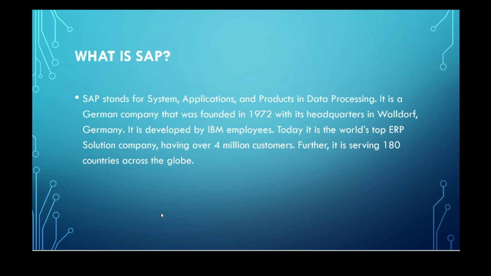So what is SAP? SAP stands for System Applications and Products in Data Processing. It is a German company founded in 1972. Five IBM employees developed this SAP ERP software. Today, SAP is serving almost 4 million customers in 180 countries across the globe.